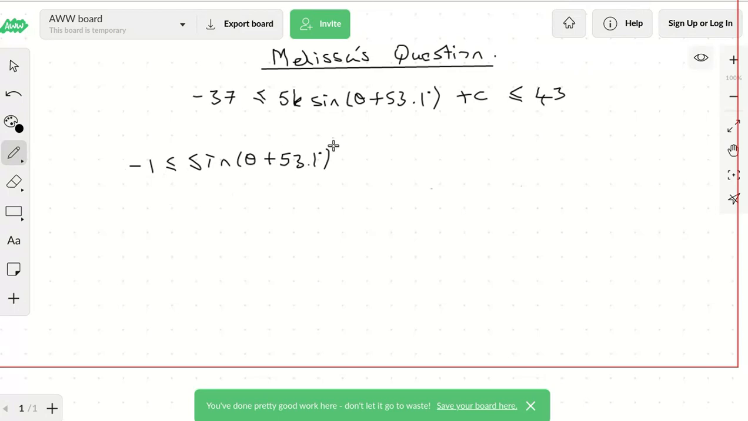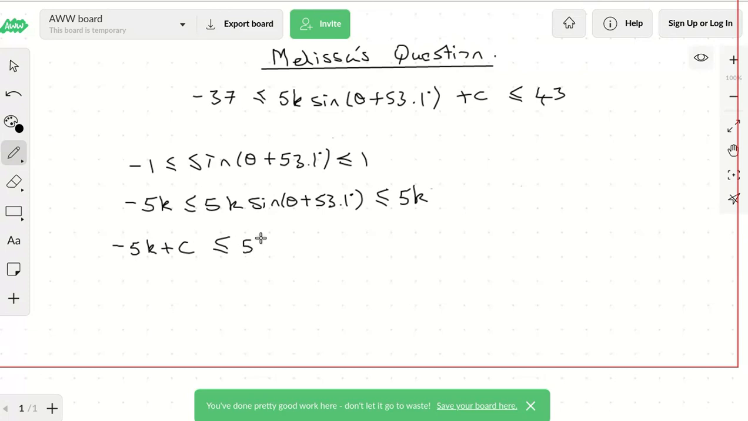Well, that's stuck between -1 and 1, yeah? So if I times all of that by 5k, I get minus 5k is less than or equal to 5k sine of theta plus 53.1, which is less than or equal to 5k. Happy with that? And then I can add the c. So I can say minus 5k plus c is less than or equal to 5k sine theta plus 53.1 plus c. Yeah, and now I've got the same thing in the center, and that's going to be less than or equal to 5k plus c.